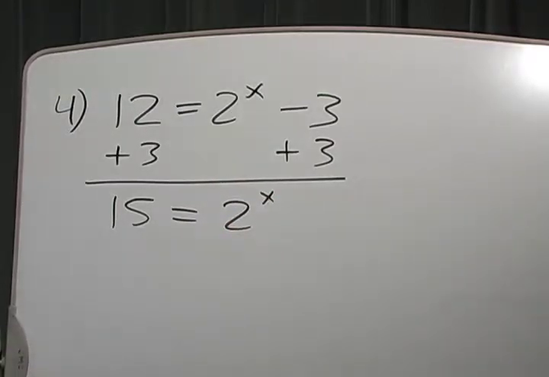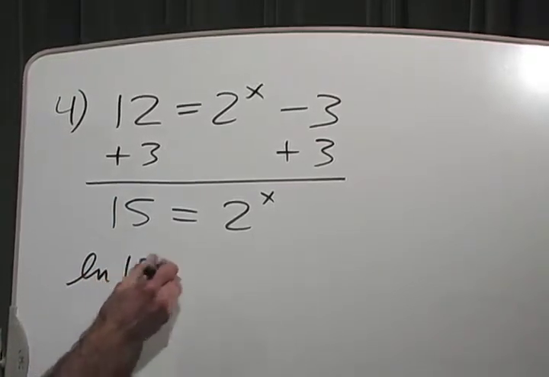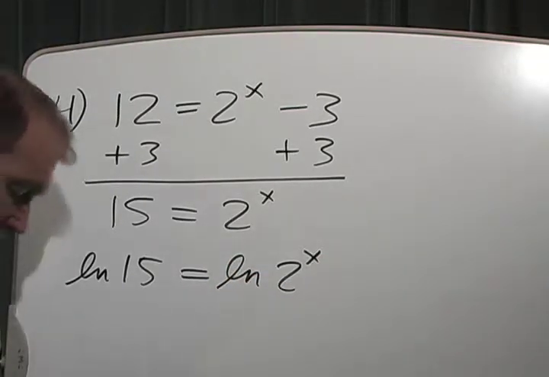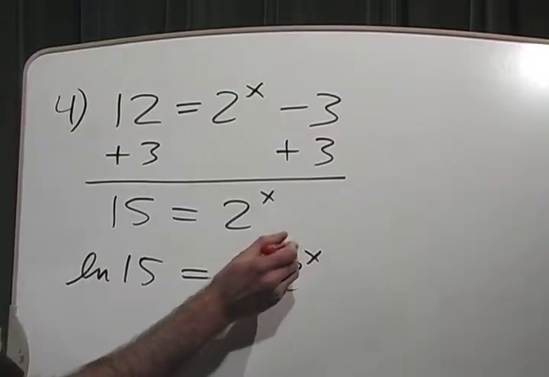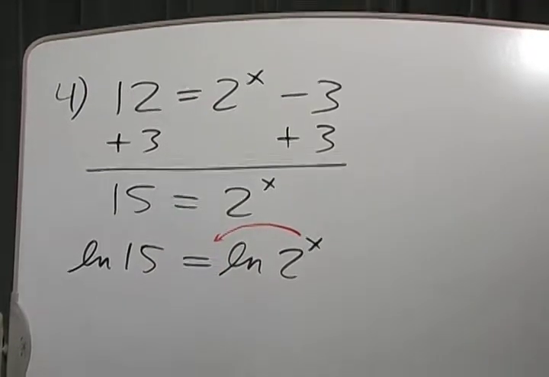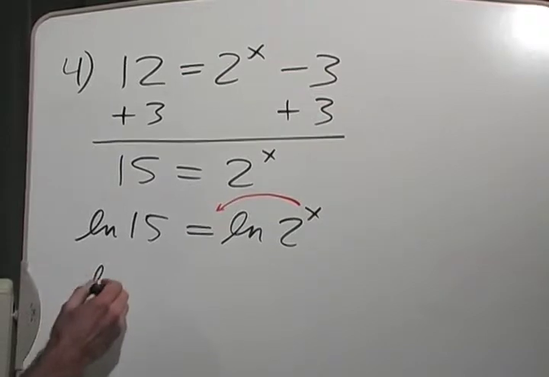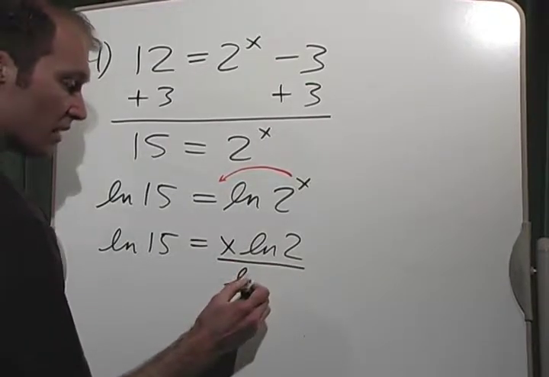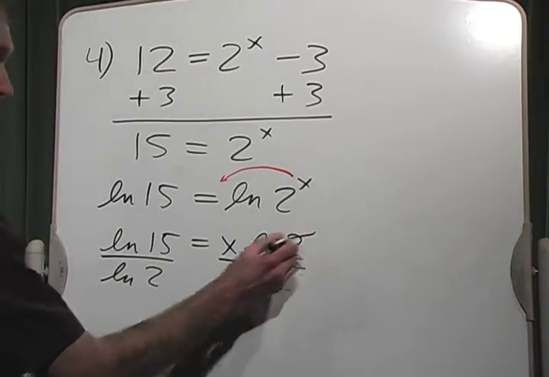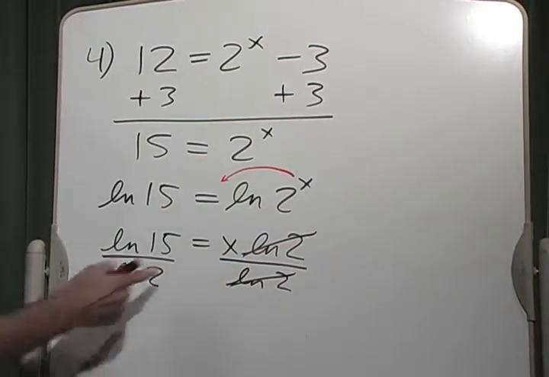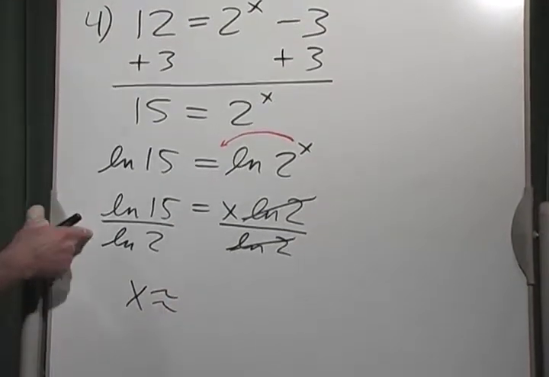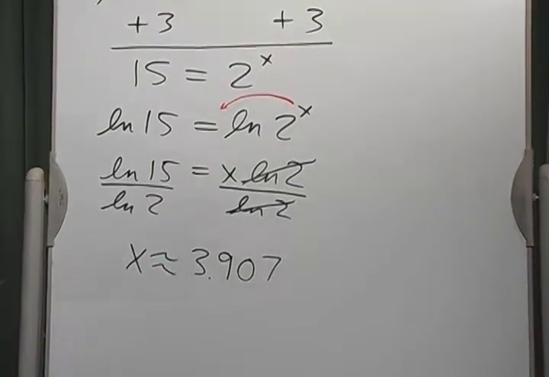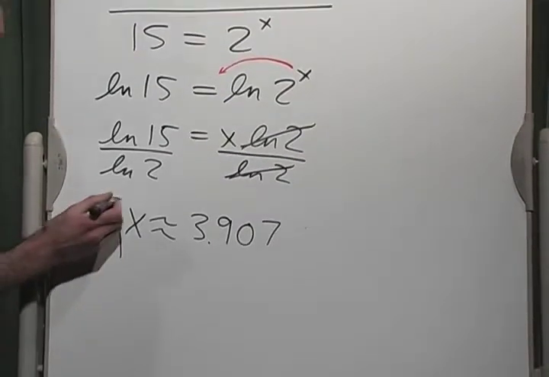Now what I'm going to do is use the same trick that we did in the last problem. I'm going to take the natural log of both sides. The natural log of 15 equals the natural log of 2 to the x power. And then what I'm going to be able to do is take advantage of that property that allows me to bring this exponent down out in front. And what I'm going to have here is the natural log of 15 equals x times the natural log of 2. So dividing both sides by the natural log of 2, this allows these two numbers to cancel each other out, and then I'm going to get x is approximately equal to, plugging this into the calculator, 3.907.